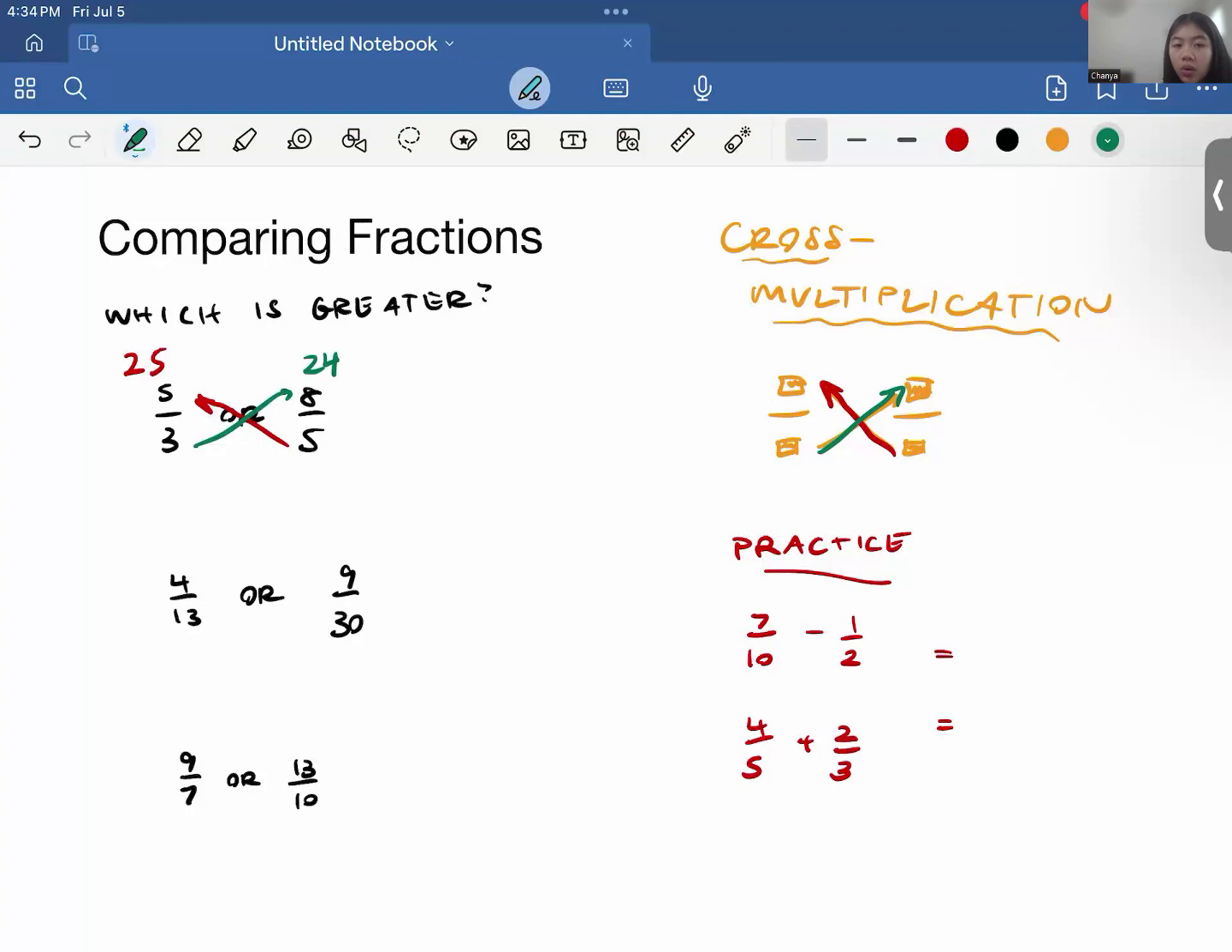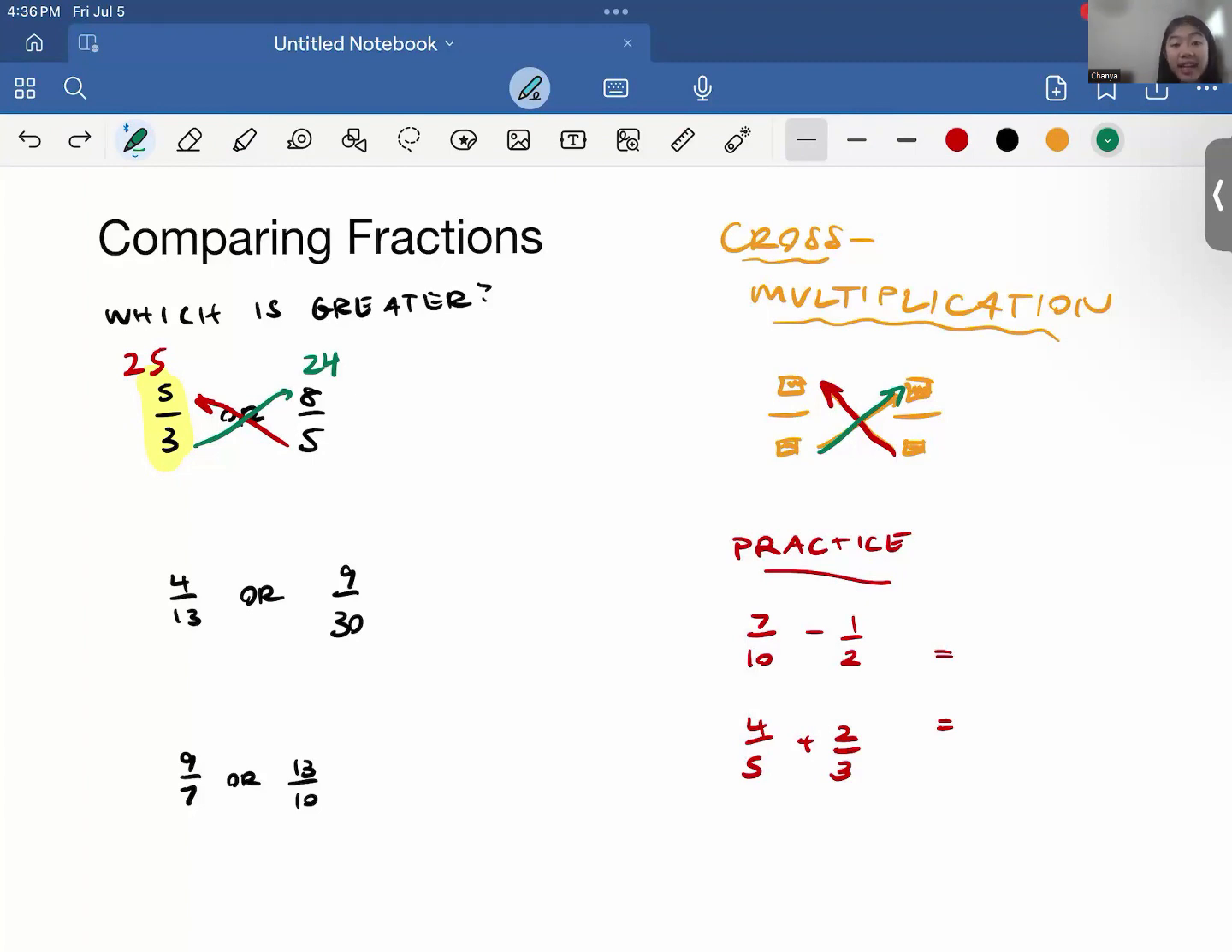And then the fraction with the greater number on the top is the greater fraction, right? So since 25 is greater than 24, this means that 5 over 3 is greater than 8 over 5, because the 25 is above the 5 over 3. So the greater fraction in this case would actually be this one.